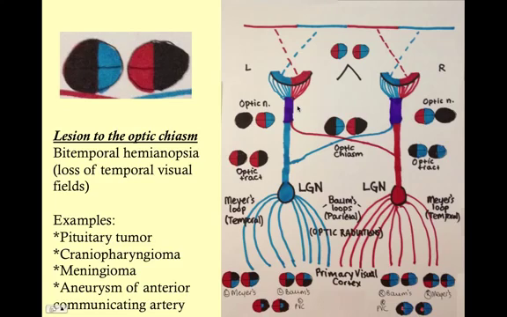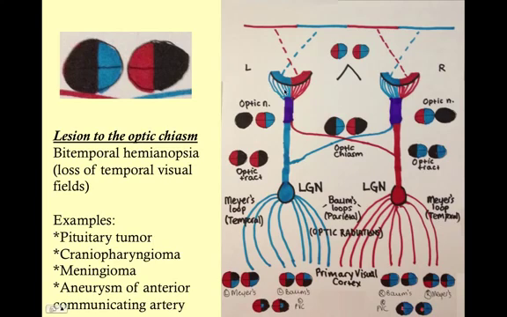Now, if we have a lesion to the optic chiasm, and usually it's due to pressure on the optic chiasm, it's going to cause bitemporal hemianopsia. Bitemporal meaning it's on the temporal side, and hemianopsia meaning half of the total visual field for that eye.